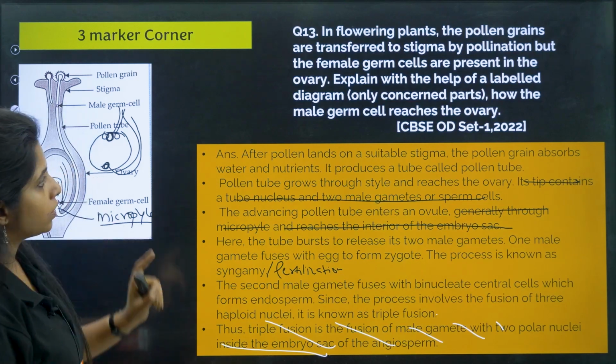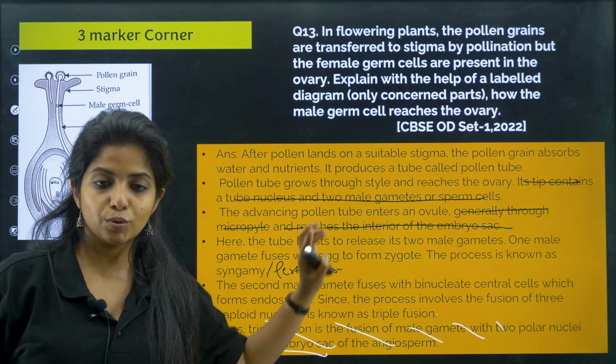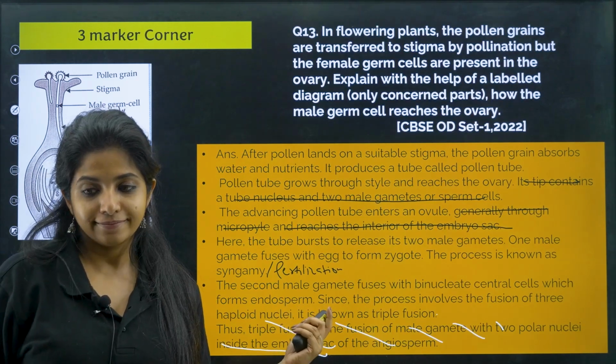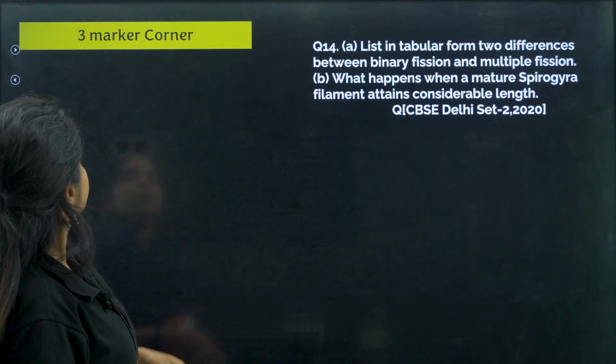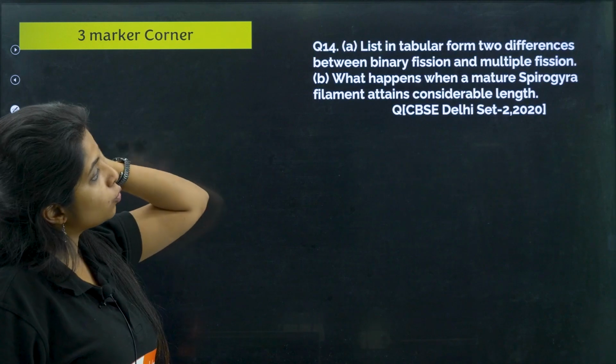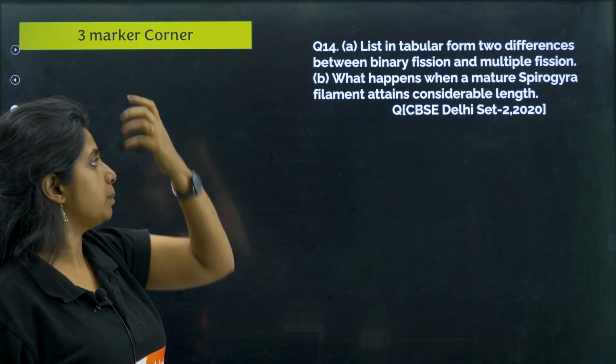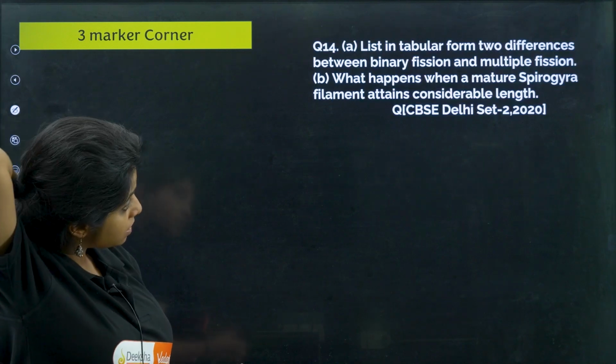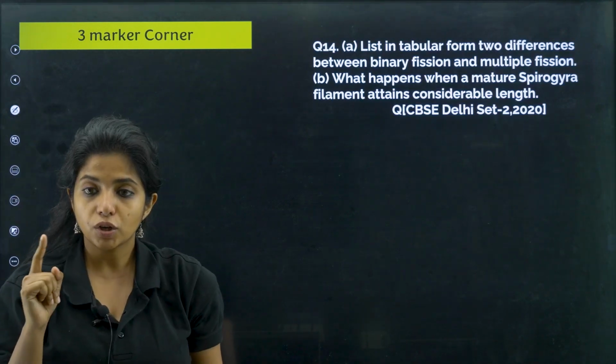And you have to draw this diagram. They have gone a bit more to 12th grade level. We do not have to go until there. Cool? Next. List in tabular form 2 differences between binary fission and multiple fission. What happens when a mature Spirogyra filament attains considerable length? So first we will solve the first question.